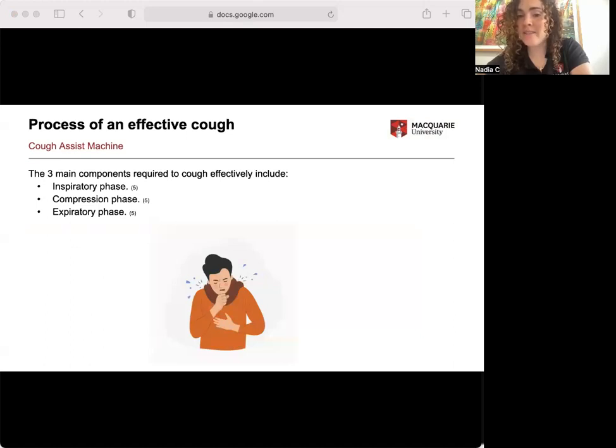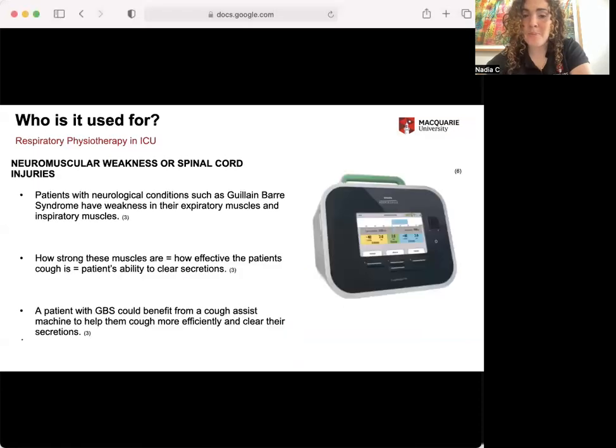The third phase is expiratory. This is when the glottis opens, resulting in high expiratory airflow, as well as the sound made when coughing. Here, large airway compression occurs. This high flow helps push mucus out of the airways.